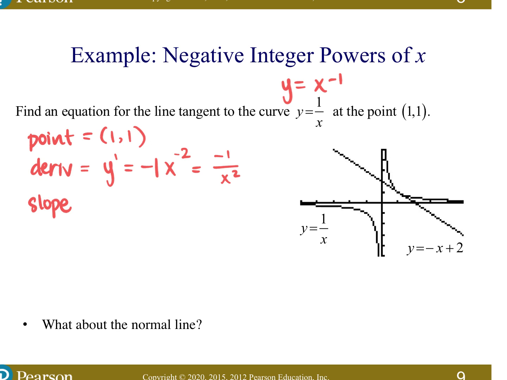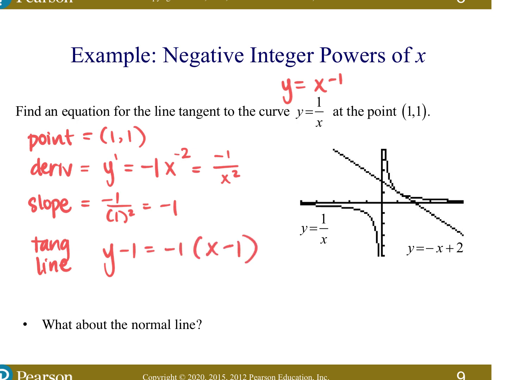And now we will use that to find the slope by plugging the number 1 in. So that would be negative 1 over quantity 1 squared, so negative 1. So my tangent line is y minus 1 equals the slope of negative 1 times x minus 1. Then the next question following up on that is, well, what's the normal line? And remember, normal having the meaning of perpendicular.